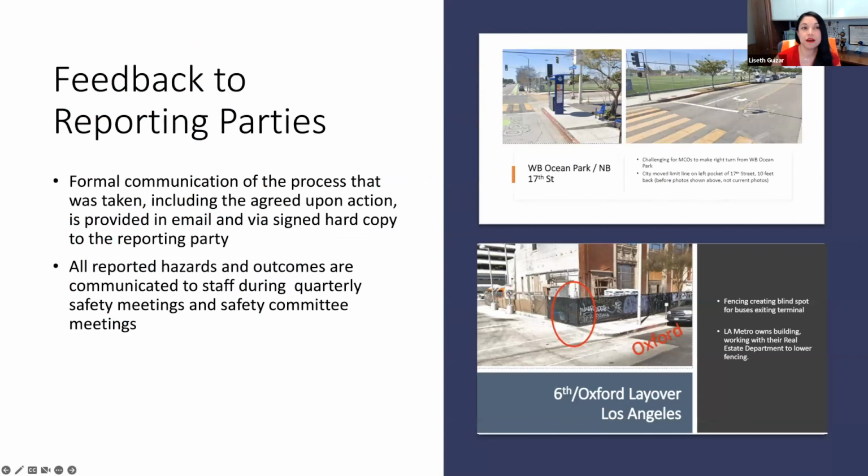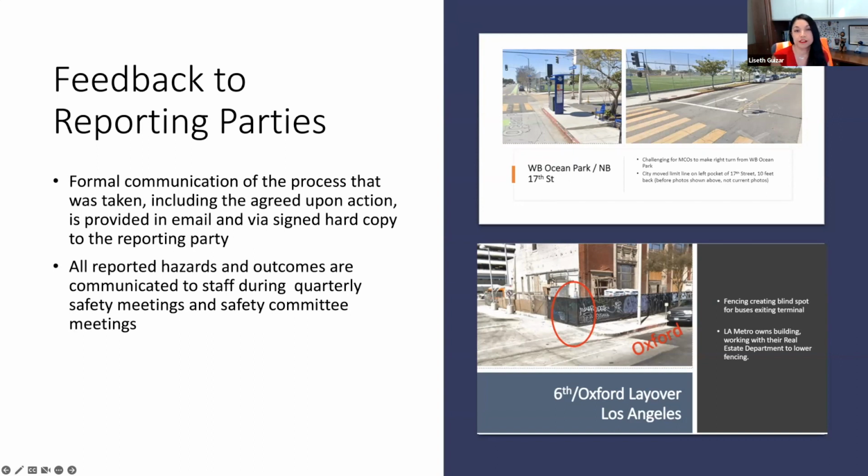One of the things that I found that is really important is to always provide feedback on the outcomes. So we do it not only to the reporting party, but to all staff. So one of the things that we do is when we have the quarterly safety meetings, we communicate all of the hazards or near misses or any of the reports that were submitted throughout that quarter. And we let employees know where the status of it is. So for example, we'll say through this quarter, it was reported that westbound Ocean Park and on 17th, MCOs are finding it difficult to make a right turn at that intersection. So what we did is the city moved the limit line, so they all know that that's been resolved.